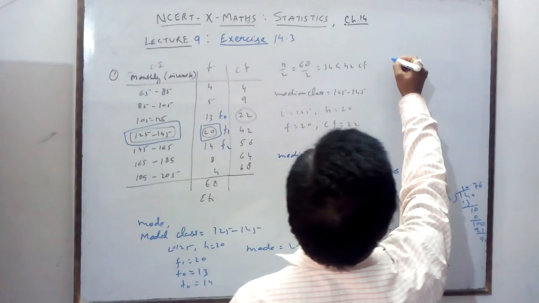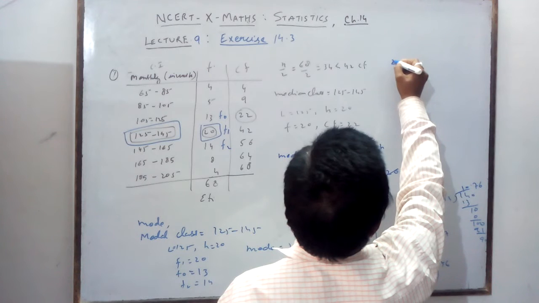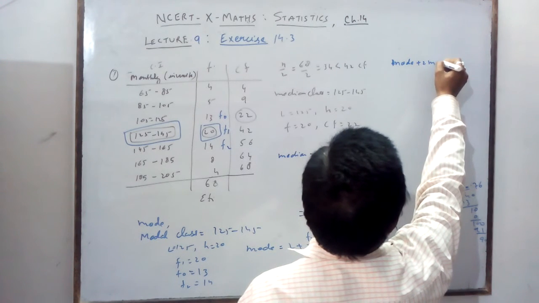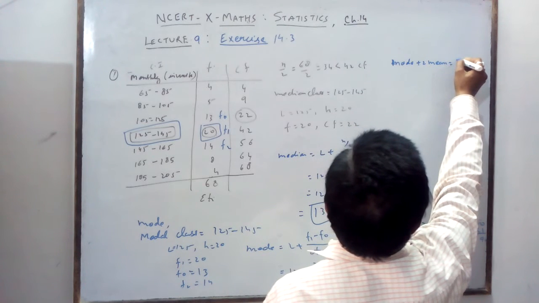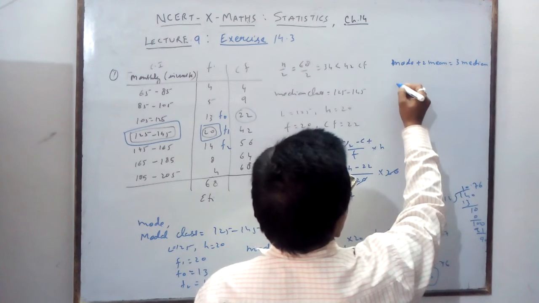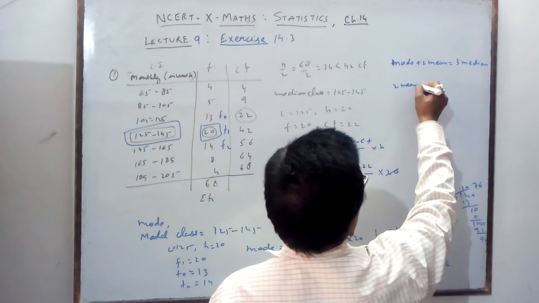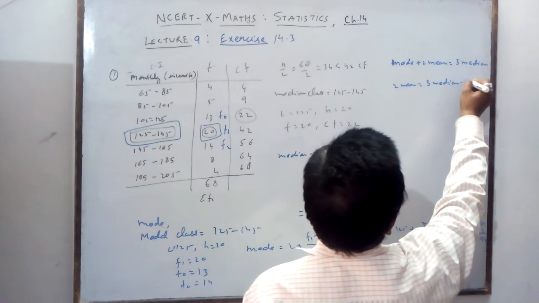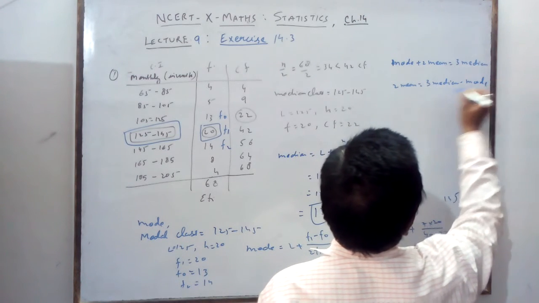Mean you can calculate by 2 mean is equal to 3 median minus mode. It is given. So apply this formula. 2 mean is equal to 3 median minus mode. Put the values.